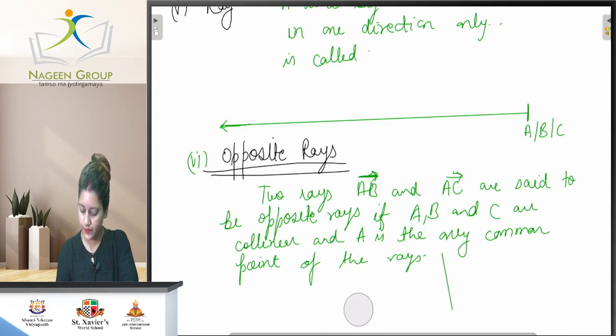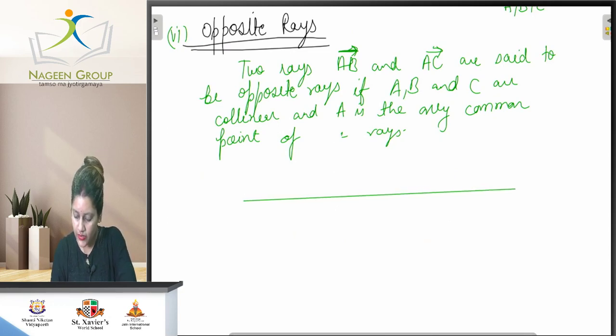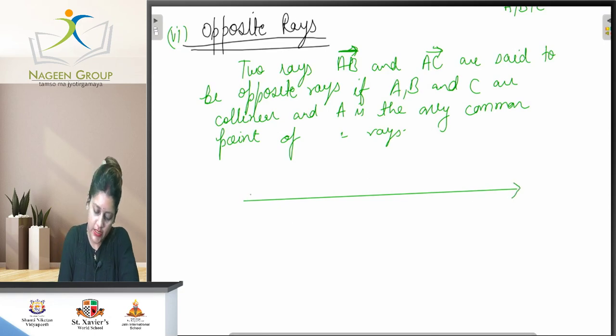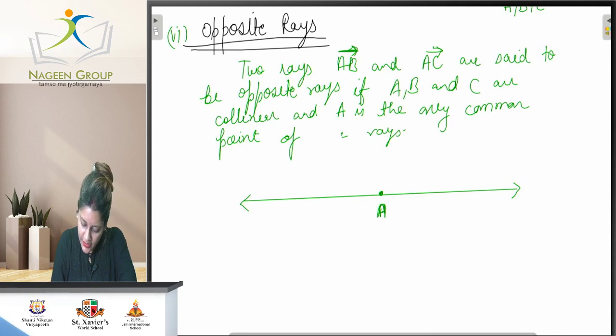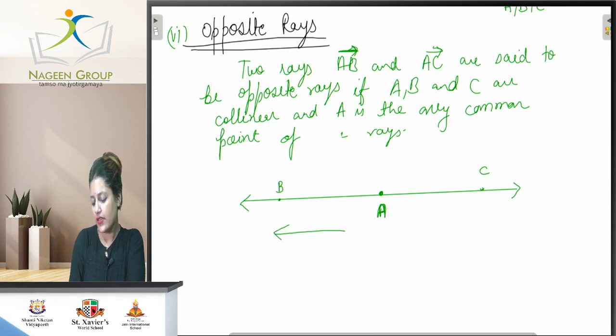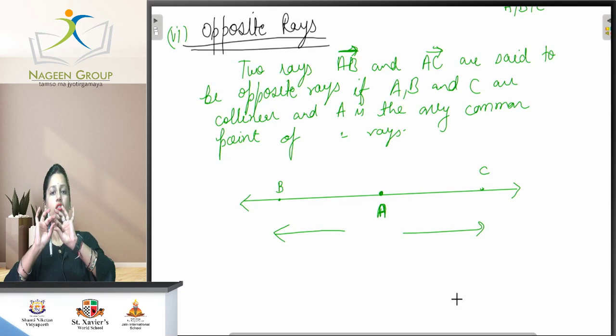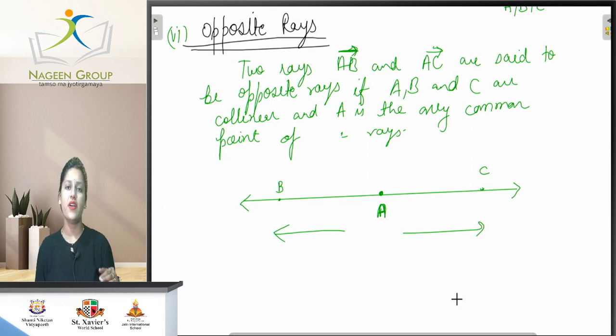Example: this is a line, it is increasing on both sides. There is a common point in it, that is A, and here it is ray B and there it is ray C, and they are increasing on opposite sides. That's why they are known as opposite rays.